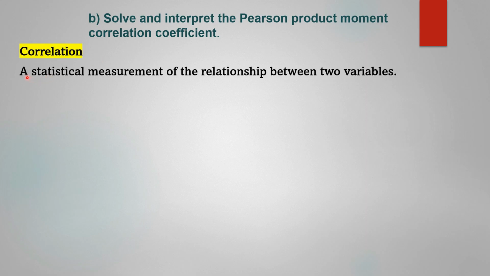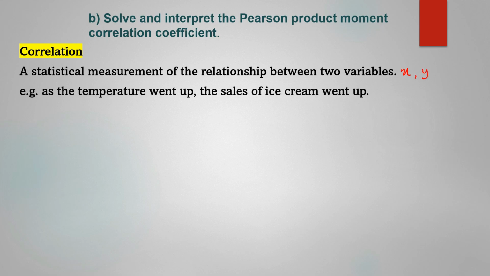Correlation is a statistical measurement of the relationship between two variables. So in this case, we will be discussing the x variable and the y variable. For example, as the temperature went up, the sales of ice cream went up as well.